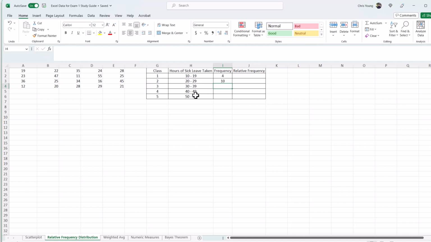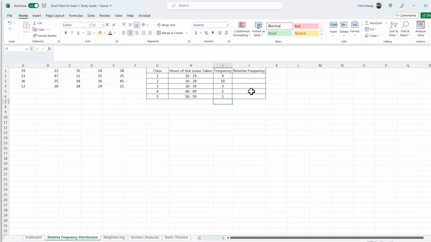Then our between 30 and 39, we have 1, 2, 3, and that's it. So just 3 for that one. And then 40 to 49, we have 1, 2, and that's it. So 2. And then 5 is 50 to 59. That is 1, and that looks to be it. So we just have the 1, and so I'm going to plug in those numbers.